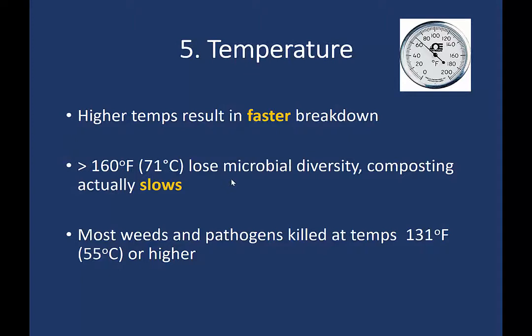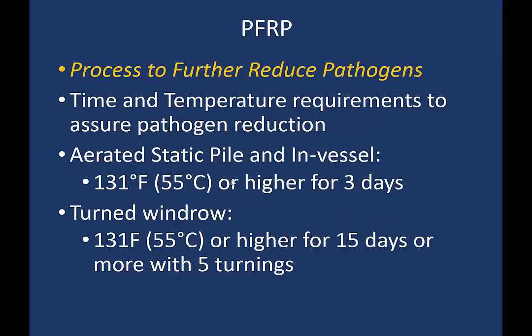In terms of temperature and retention time, again, the higher the temperature, the faster it's going to go. But we don't want it to go too high, or we're going to lose some of our microbial diversity. Again, 131 is kind of the key temperature that we use in US regulations. Above 131, we've killed off our pathogens. That's what we use in our regulations.